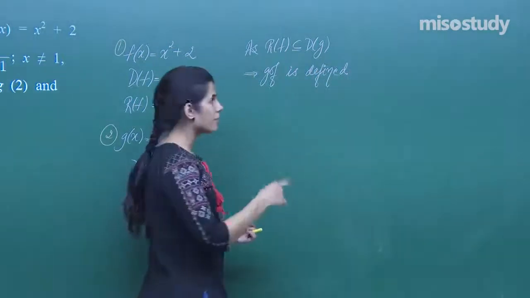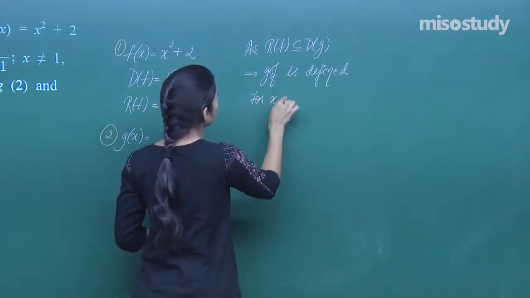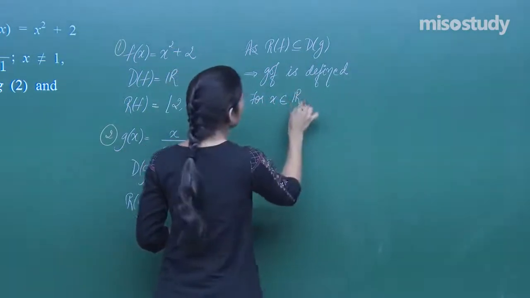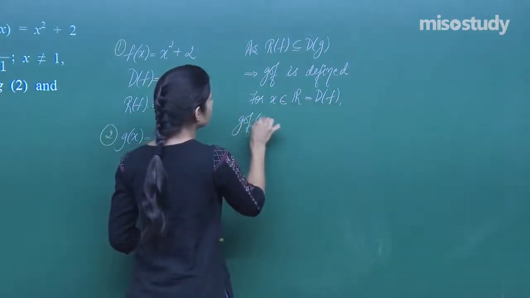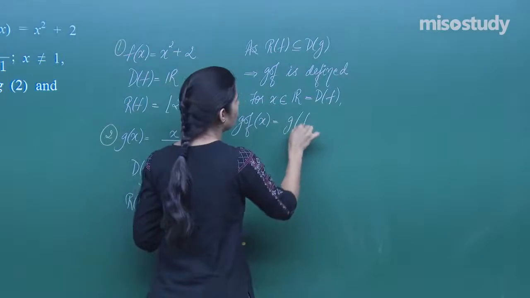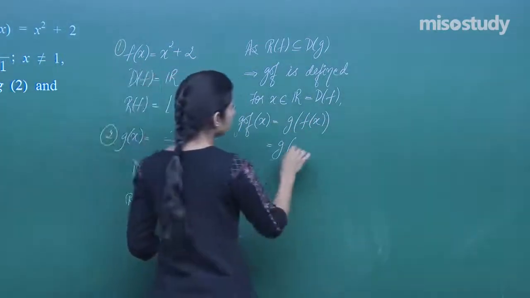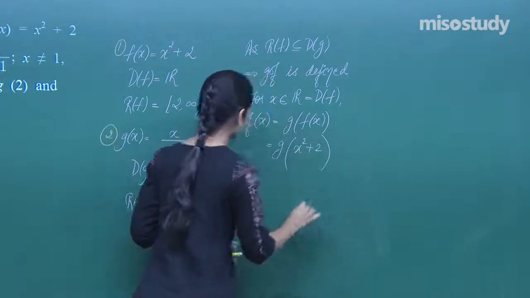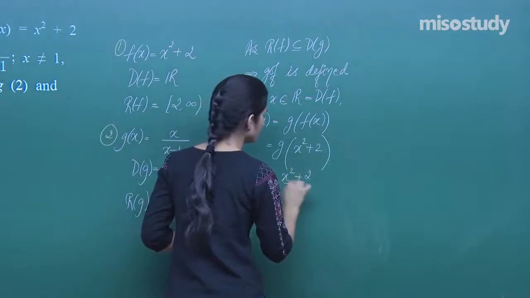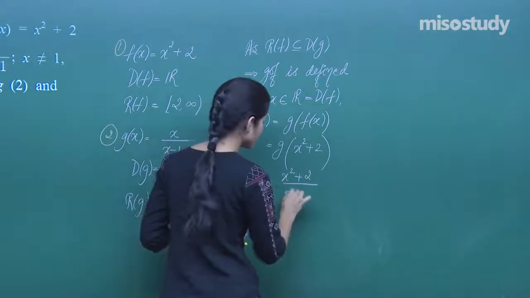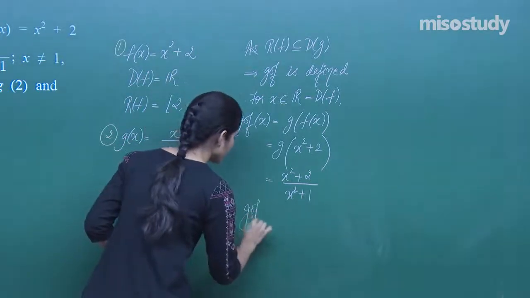gof is defined from the domain of f. For x belonging to the domain of f, which is the collection of all reals, let's talk about the computation of gof of x, which is g of f of x. f of x is x square plus 2. Here you need x upon x minus 1. So this will be x square plus 2 upon x square plus 2 minus 1, which is x square plus 1. This is your gof of x.